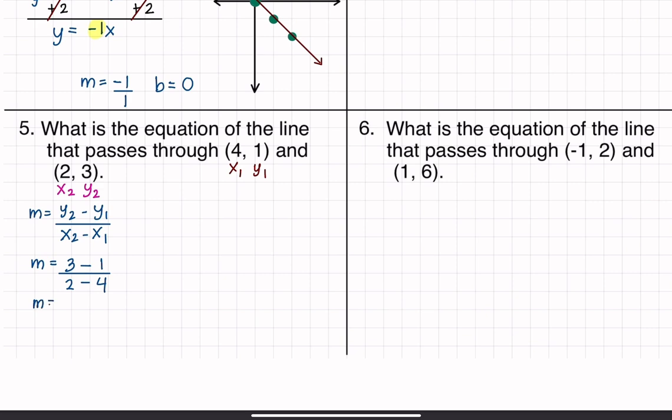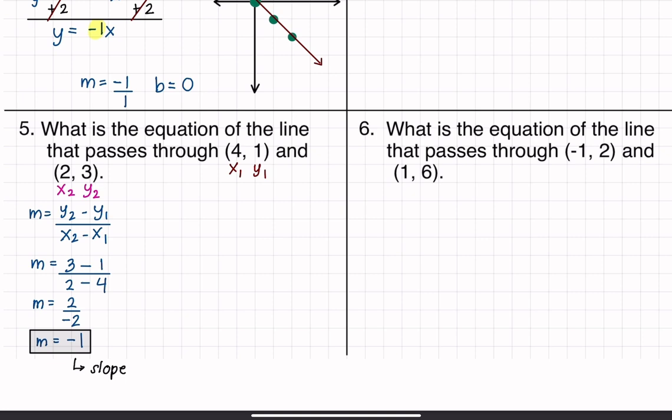Now let's solve it. So we have m is equal to 3 minus 1 is 2 over 2 minus 4 is negative 2. So what is 2 over negative 2, or 2 divided by negative 2? It is negative 1. Very good. So m is equal to negative 1. This is our slope.